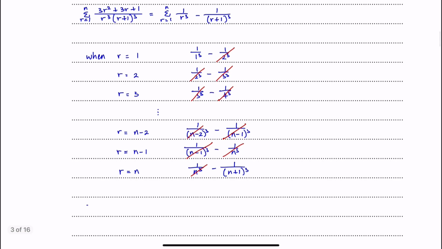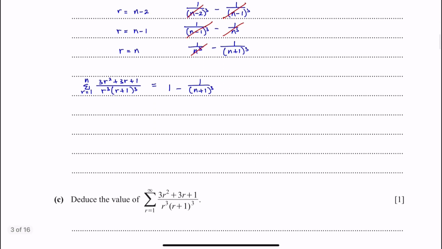So we can say that the summation of 3r squared plus 3r plus 1 over r cubed times r plus 1 cubed is basically 1 minus 1 over n plus 1 cubed. And this will be the final answer.